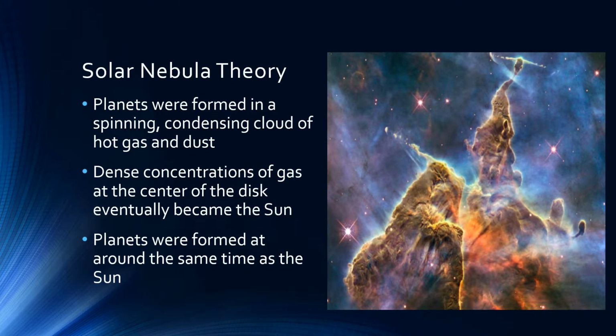This brings us to our solar nebula theory. Planets were formed in a spinning, condensing cloud of hot gas and dust. Dense concentrations of gas at the center of the disk eventually become the sun or a star. Planets are formed around the same time as the sun from all of the matter left around the center.